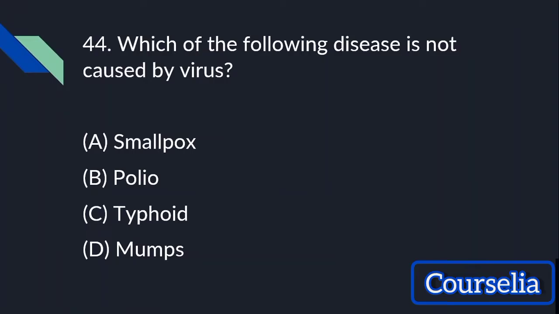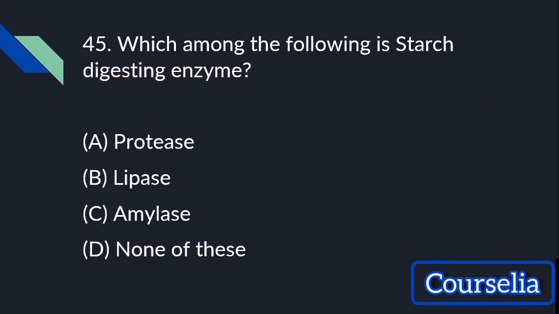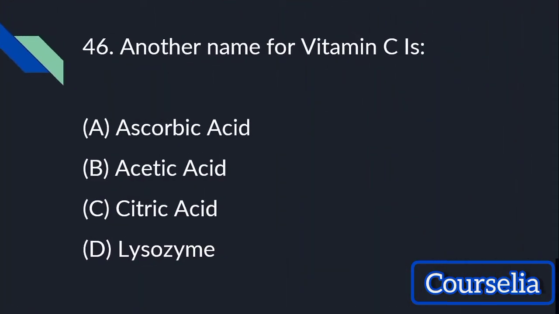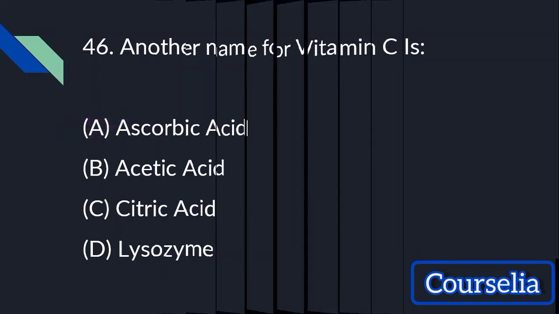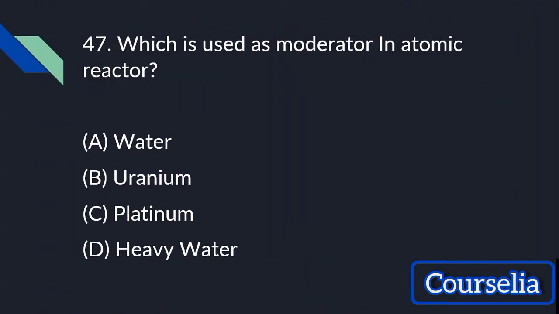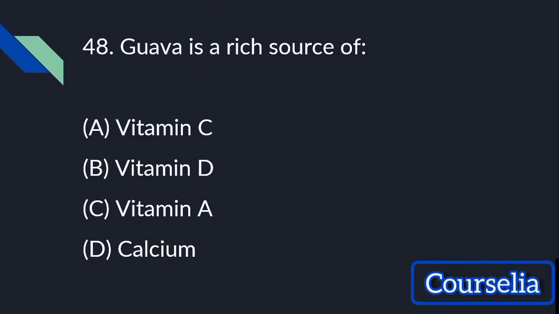Smallpox, polio, typhoid, mumps. Typhoid. Which among the following is starch digesting enzyme? Protease, lipase, amylase, none of these. Amylase. Another name for vitamin C is ascorbic acid. Which is used as moderator in atomic reactor? Water, uranium, platinum, heavy water. Answer is heavy water. Guava is the rich source of which vitamin? Vitamin C.